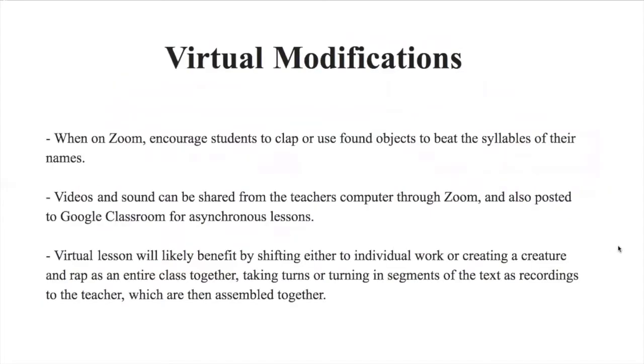Virtual modifications, which I've mentioned off and on, are that, for example, if you're on Zoom, you can't really do group work in keeping a beat around the room while students go through their names or break out words into syllables at the beginning of this whole unit. So you'd encourage students to clap or use found objects to beat the syllables of their name at home. Videos and sound can obviously be shared via Google Classroom or any other platform so that they can practice on their own independently.